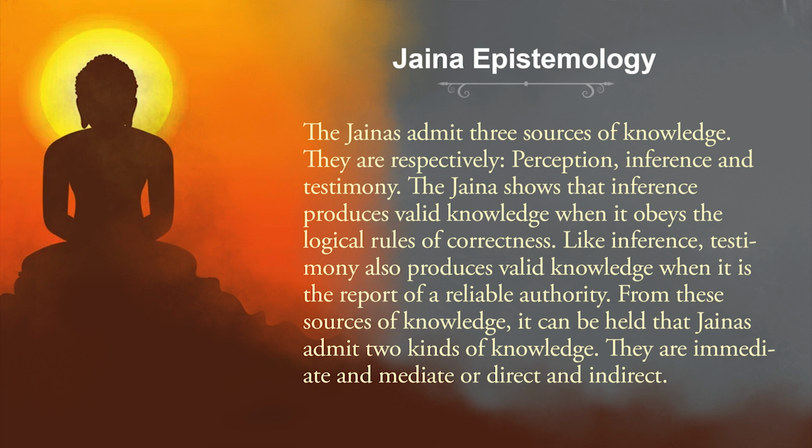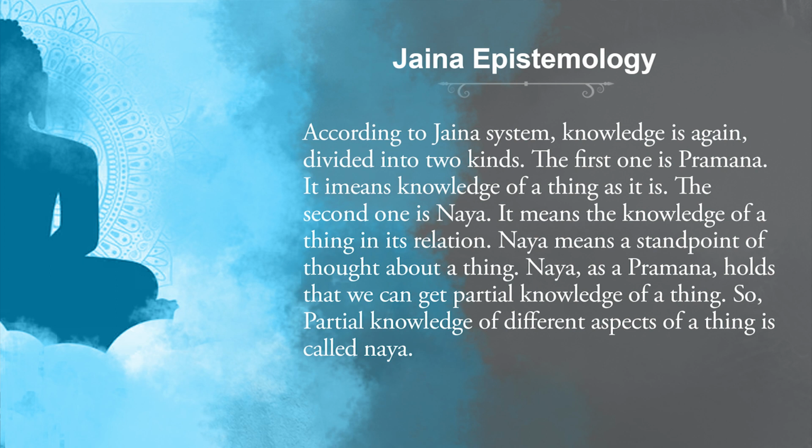From these sources of knowledge, it can be held that Jainas admit two kinds of knowledge. They are immediate and mediate, or direct and indirect. According to the Jaina system, knowledge is again divided into two kinds. First one is pramana. It means knowledge of a thing as it is. The second one is naya. It means the knowledge of a thing in its relation. Naya means a standpoint of thought about a thing.